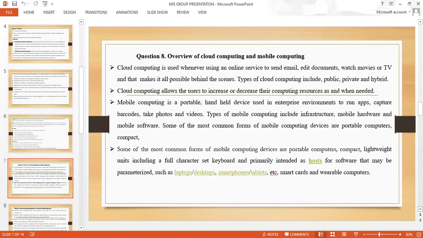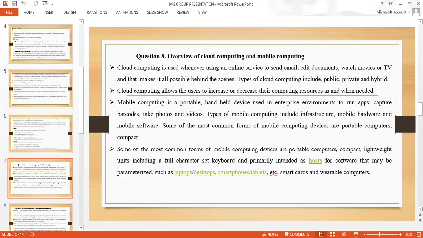I'm taking you through cloud computing and mobile computing. Cloud computing is used whenever you use an online service to send email, edit documents, watch movies or TV, and that makes it all possible behind the scenes.